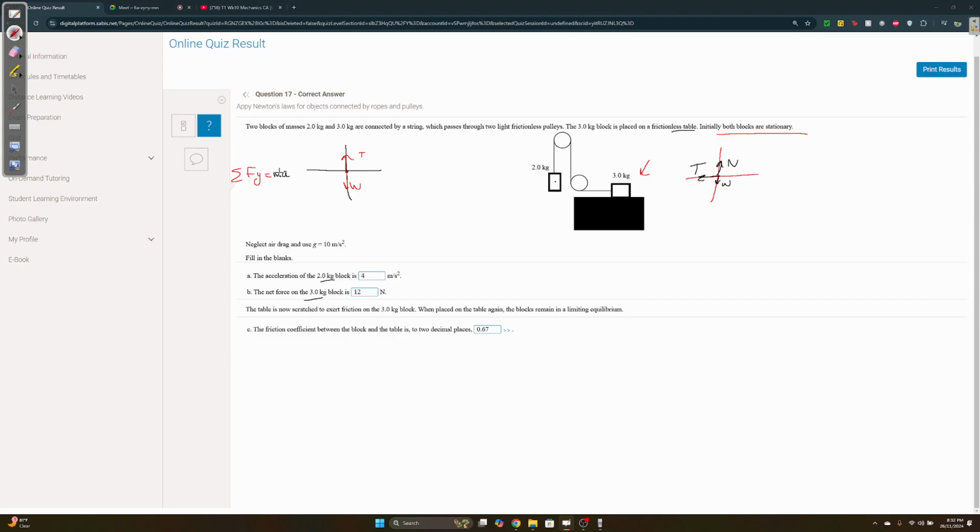Sigma Fy is equal to ma. You need to know which direction it is falling. Is it going up or is it going down? Obviously this one's hanging here, so it's going to pull this one to the left. So it's going to go down, so W is greater than T, and W minus T equals ma. W is equal to 20, we just found it, minus T is equal to the mass 2a, okay?